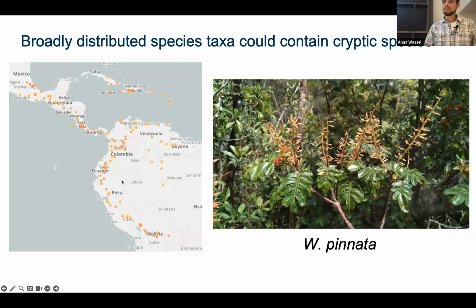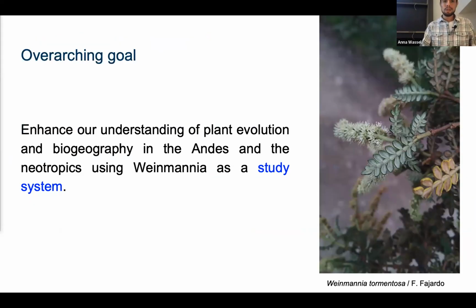In addition to that, there are some sort of taxonomically questionable taxa that have broad distribution and phenotypic complexity across this range. So this also suggests that there might be cryptic species that molecular systematics might help to find in this case. So the overarching goal of my research here is to enhance the understanding of plant evolution and biogeography in the Andes and in the neotropics using Weinmannia as a study system. And here is one of my favorite Weinmannias, Weinmannia tomentosa, which has a lot of trichomes, it's very furry.